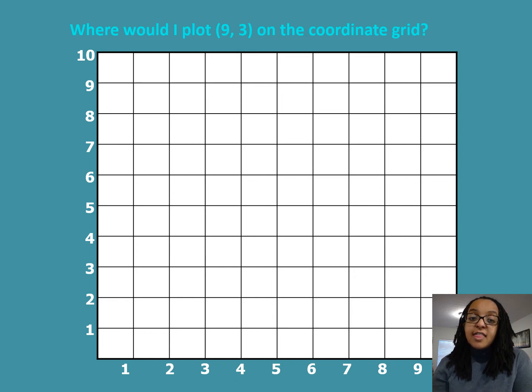Last one, think about where you could plot 9, 3 on the grid. Start at your origin, go over 9 spots, go up 3 spots. And if you said your coordinate point or your ordered pair would be plotted right there, you're correct. Remember, you start at the origin, go over 9 spots on the x-axis, and then go up 3 spots on your y-axis.